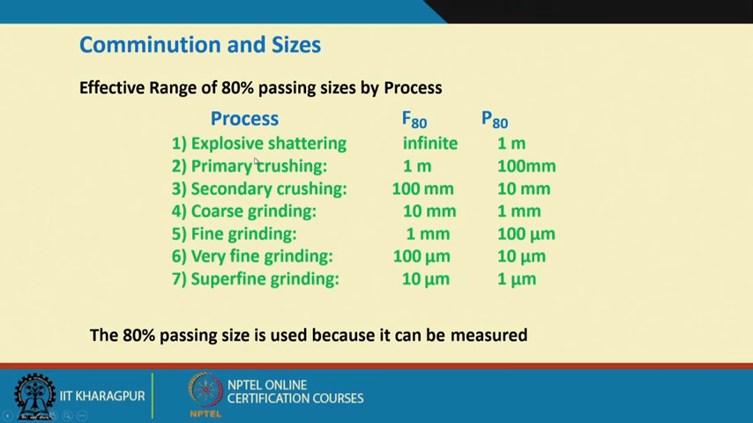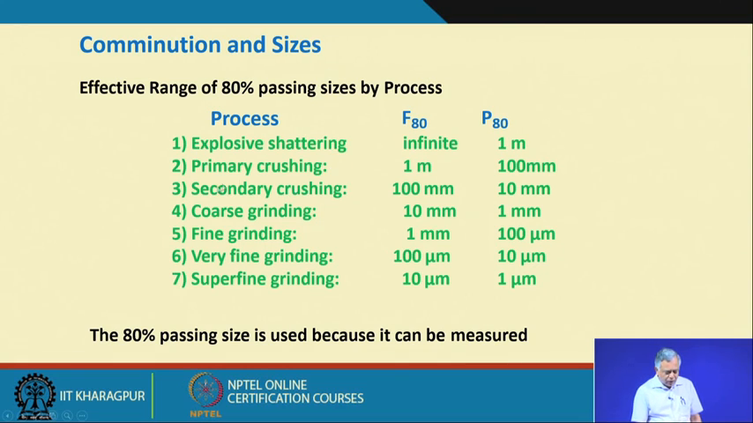So, it is the blasting operation, that is, the explosive shattering, where the feed size could be infinite, up to a product size of 1 meter. We try to do it through blasting, which is the purview of the mining engineering community. Now, we call it primary crushing where the feed size starts from 1 meter. It is basically a linkage between your mining operation and your processing operation. So, 1 meter to 100 millimeter, these are only the general terminologies. We call it primary crushing operation.